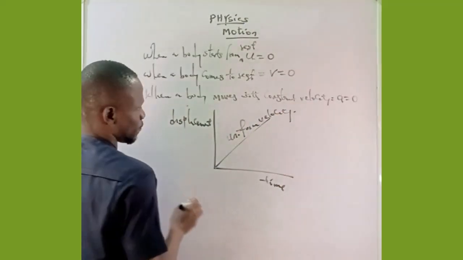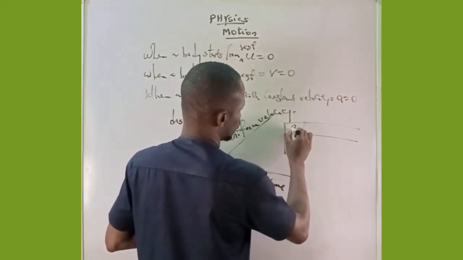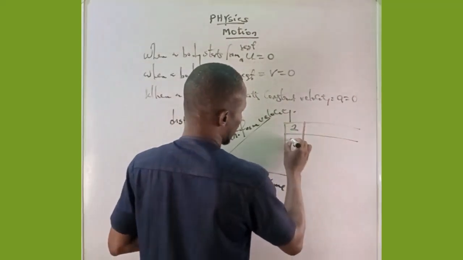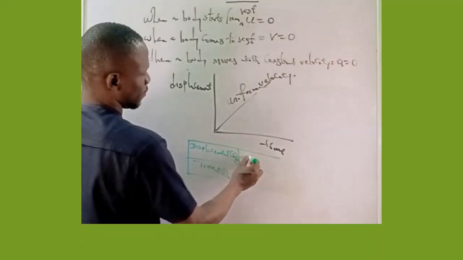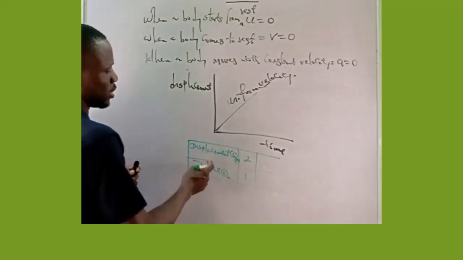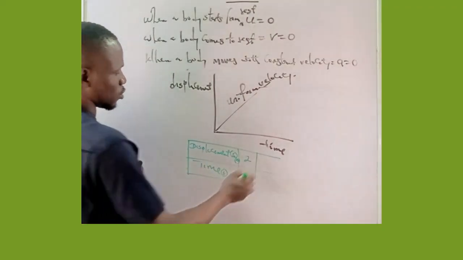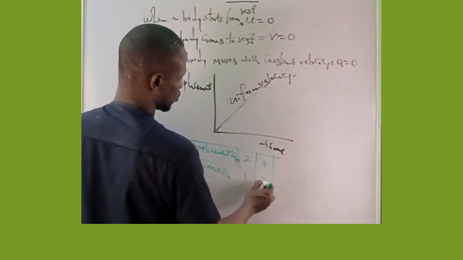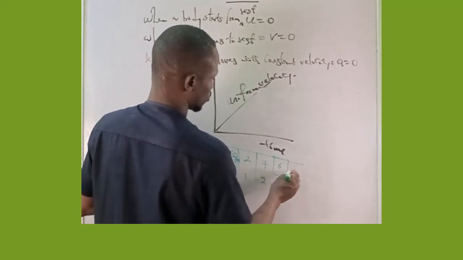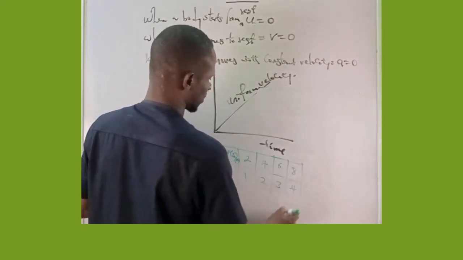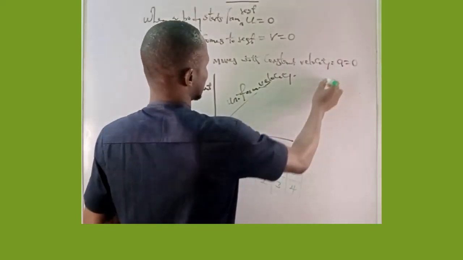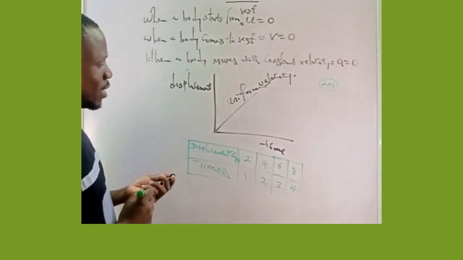Why? If a body covers 2 meters in 1 second, this body is said to be in uniform velocity if it covers 4 meters in 2 seconds, if it covers 6 meters in 3 seconds, if it covers 8 meters in 4 seconds. What it implies is that for every 2 meters, it spent 1 second to cover it.